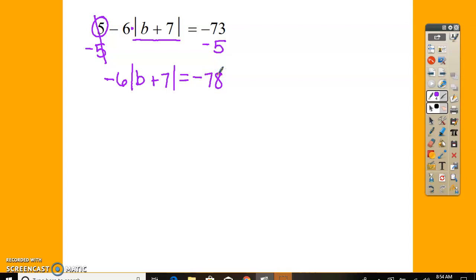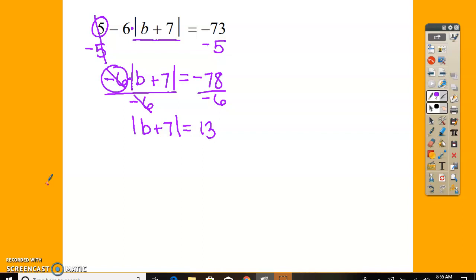Still can't split it into two equations because, again, this absolute value is still not isolated. Now I have to get rid of this negative 6. It's currently being multiplied times the absolute value. So I have to divide both sides by negative 6. Those will cancel. Now I have the absolute value of b plus 7 by itself. And now when I divide, negative 78 divided by a negative 6 becomes a positive 13. So because this absolute value is now equal to a positive number, that tells me that I'm able to actually finish solving.